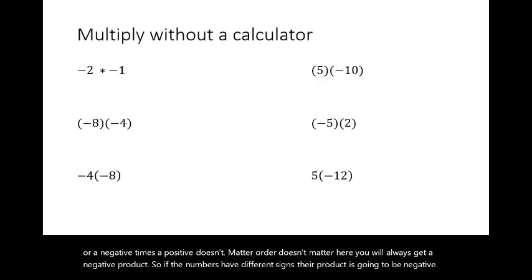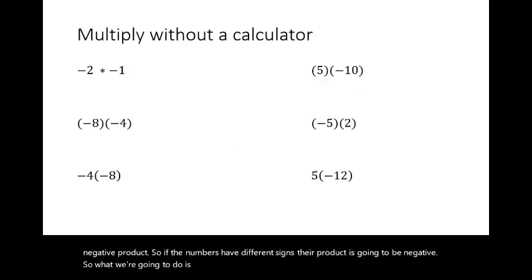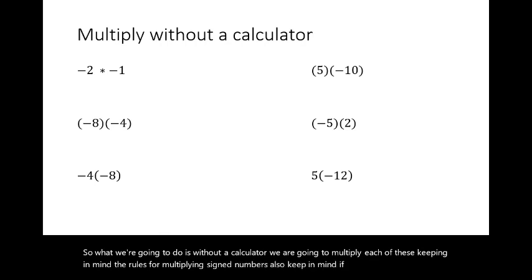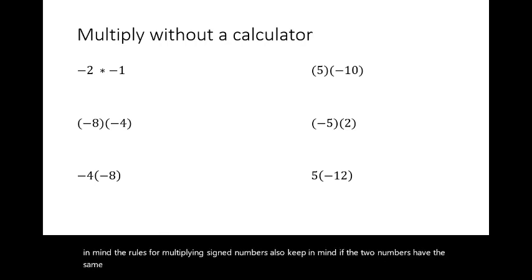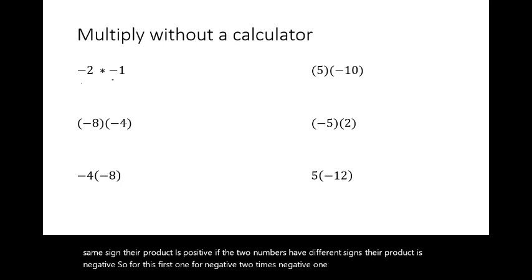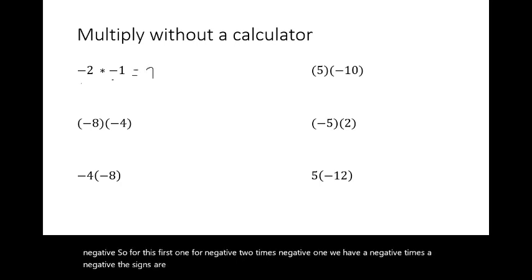Without a calculator, we are going to multiply each of these, keeping in mind the rules for multiplying signed numbers. If the two numbers have the same sign, their product is positive. If the two numbers have different signs, their product is negative. For this first one, negative 2 times negative 1, we have a negative times a negative. The signs are the same, so the product is going to be a positive 2.